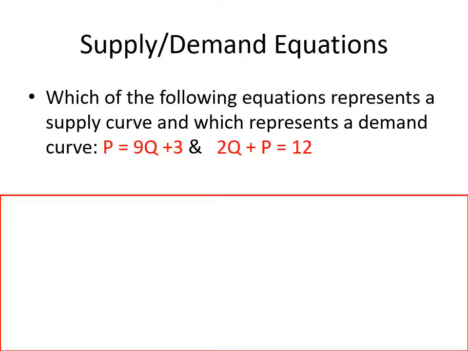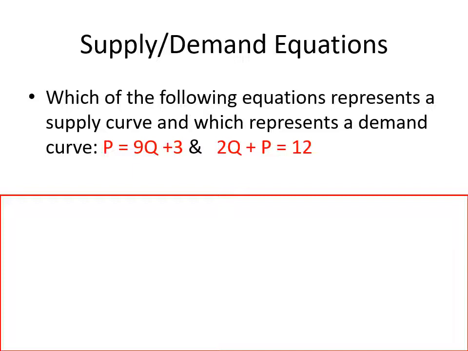All right, so to kick things off here, I have two equations for you. One is P equals 9Q plus 3, and the other is 2Q plus P equals 12. One of these is a supply curve, and the other is a demand curve, right? And I'm asking you here, which one is which? Which one of these is a supply curve, which is a demand curve?